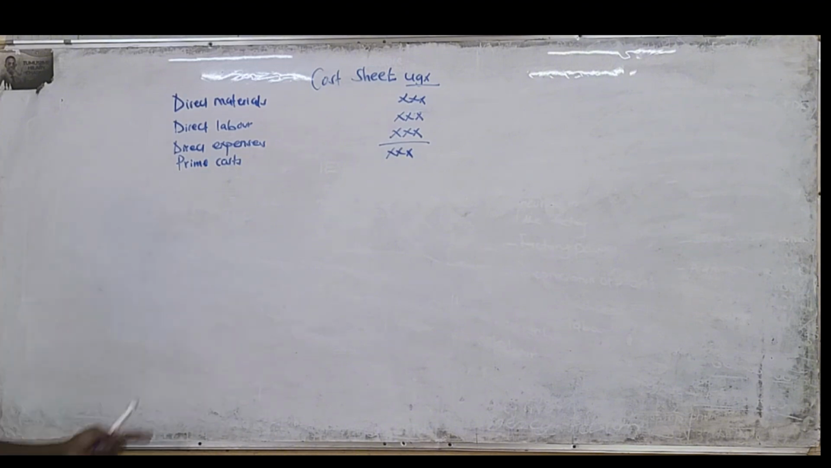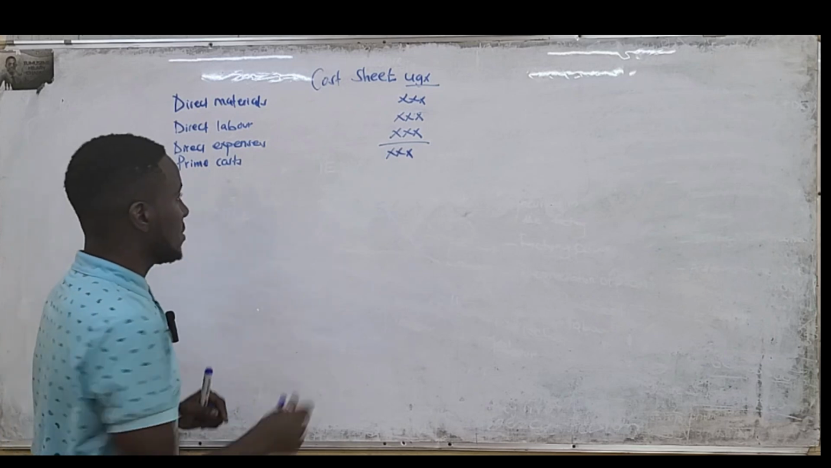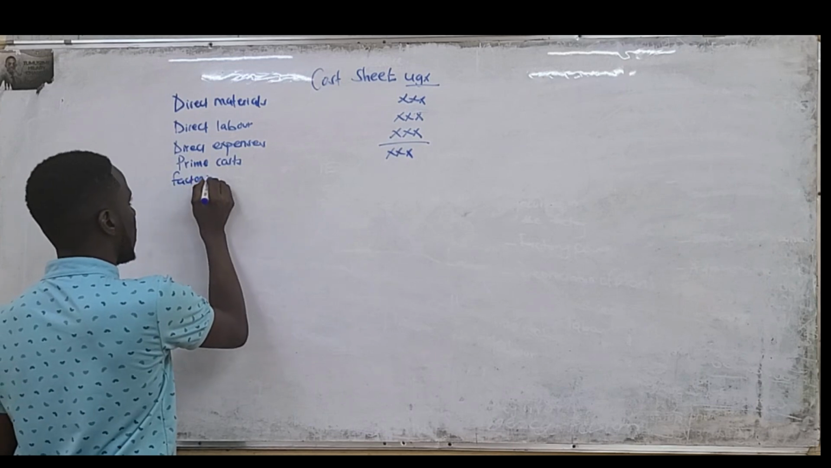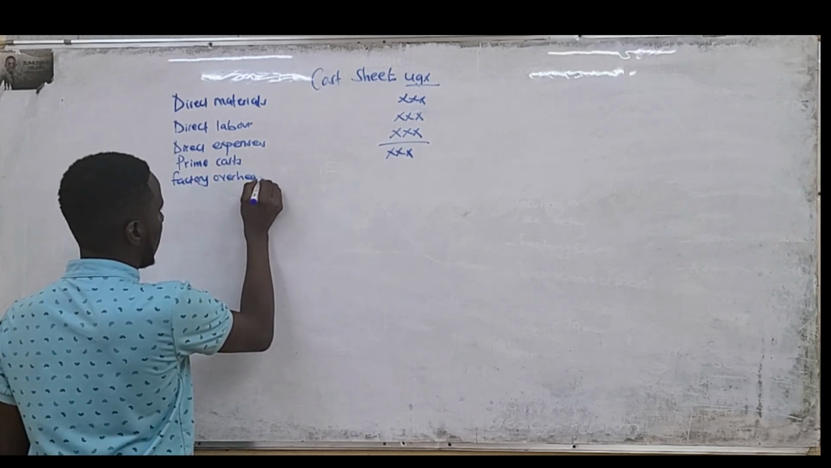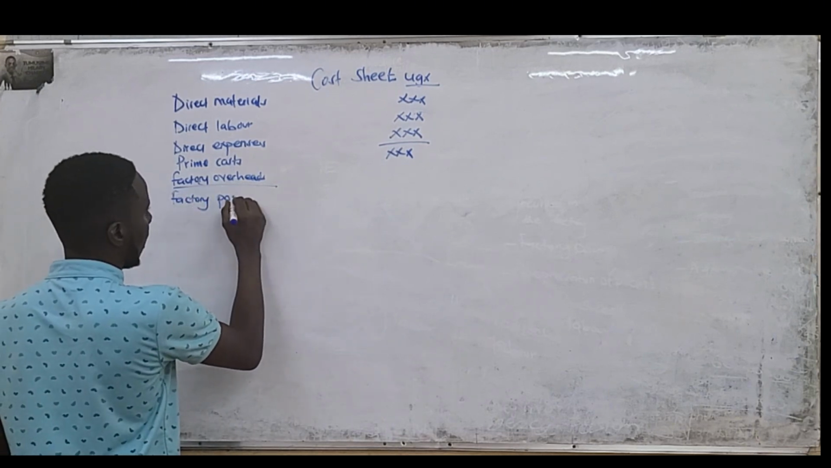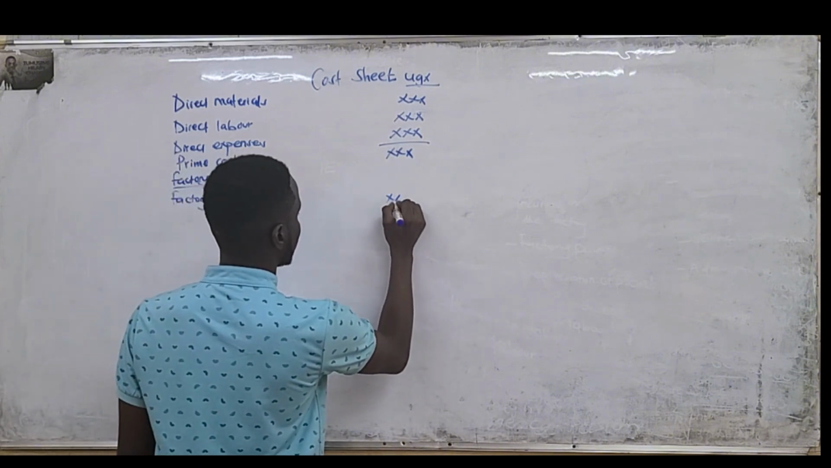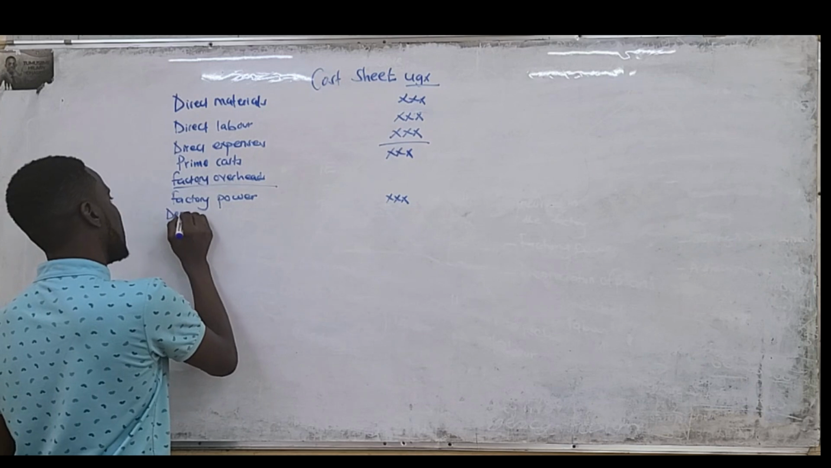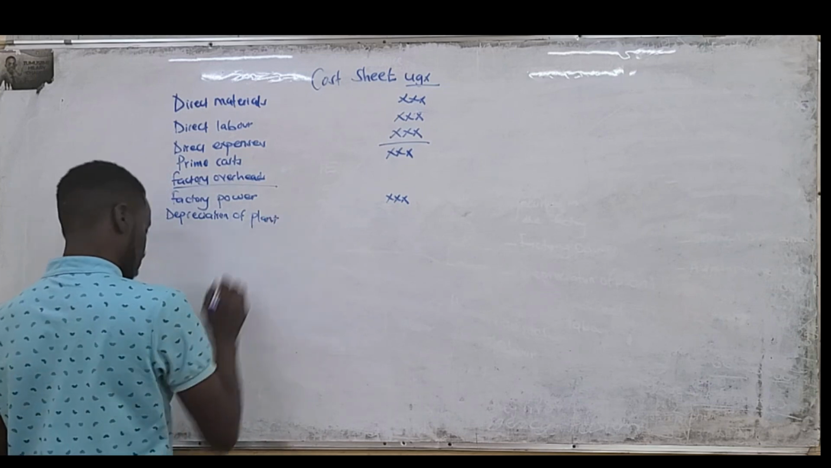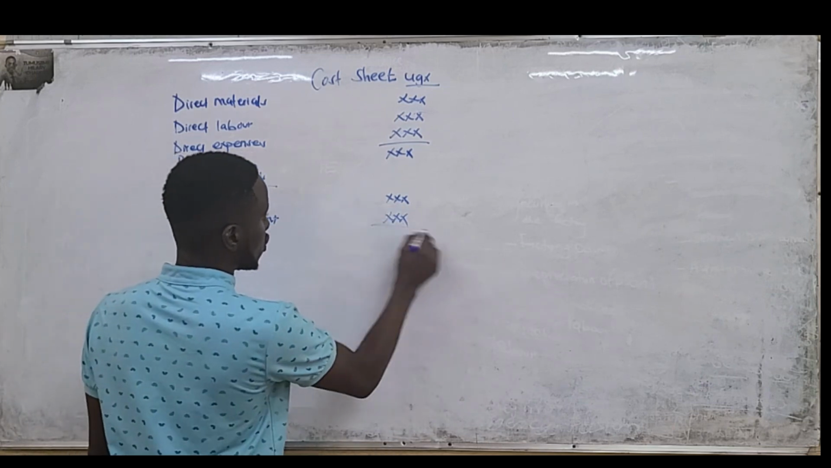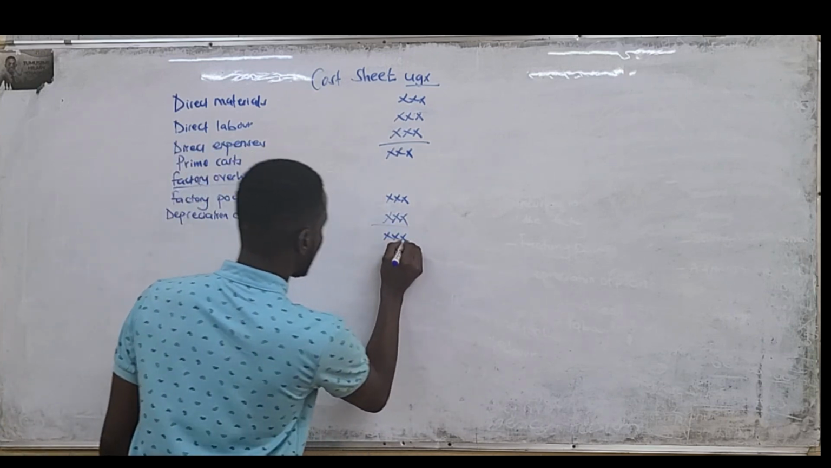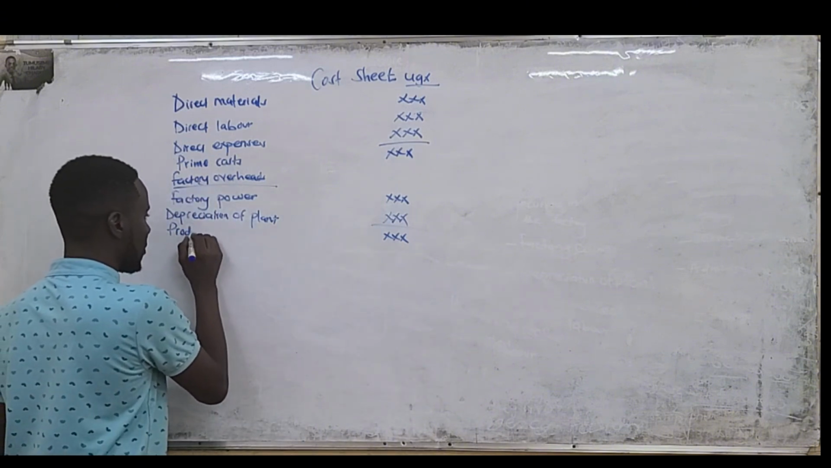Okay, now I think this one should be easier, especially if you have understood what I've just said. Now, after getting the prime costs, we add our factory overheads. And in our factory overheads, we can have factory power, we bring it here. We can have depreciation of plant, you bring it here as well. So when you add the prime costs plus the factory overheads, what we get is the production cost, or the cost of production.